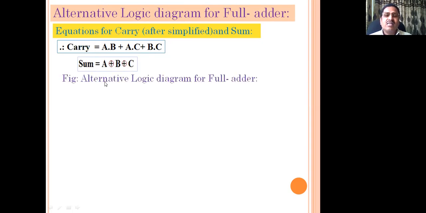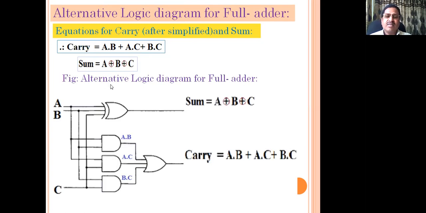So the resultant alternative logic diagram for the full adder circuit can be this one. Inputs are A, B and C. All of them are applied to the three input XOR gate whose output is the sum, that is A XOR B XOR C. Whereas inputs A and B are given to the first AND gate whose output is A and B. Then the input A along with C is given to the second AND gate whose output is A and C. Then the input B along with the third input C is given to the third AND gate whose output is B and C.